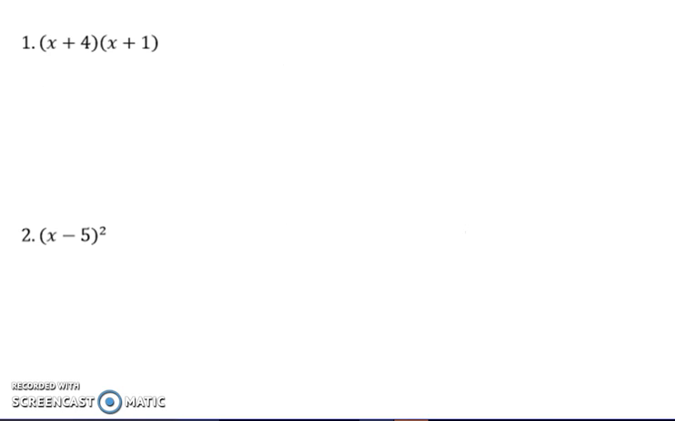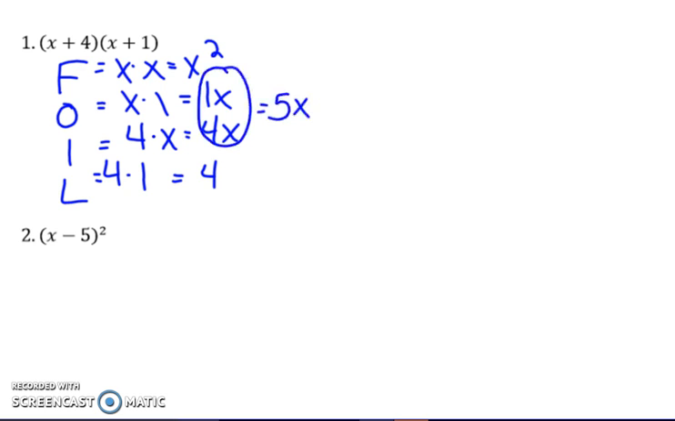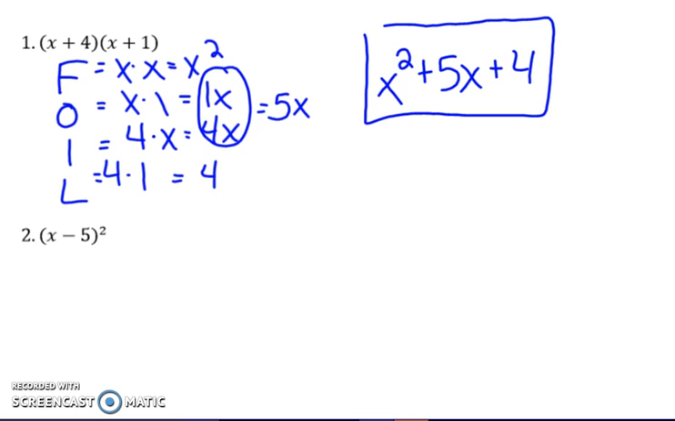Now, if we look at our first example, I'm going to write out FOIL so I don't forget. Well, my first two terms is x times x, which gives me x squared. My outer is x times 1, which is 1x. My inner is 4 times x, which gives me 4x. And my last is 4 times 1, which gives me 4. Now, from here, I can combine my like terms. Well, that gives me 5x. I have no other terms I can combine. So my answer is x squared plus 5x plus 4. That is x plus 4 times x plus 1. That's your final answer.